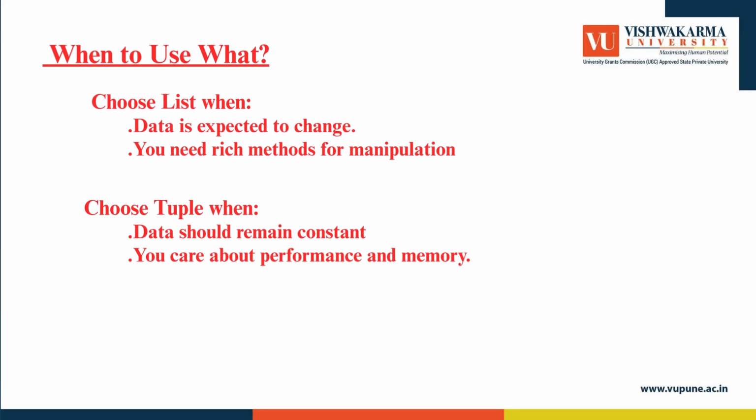Here is when to use what. Choose list when data is expected to change or you need rich methods for manipulation. Choose tuple when data should remain constant and you care about performance and memory.